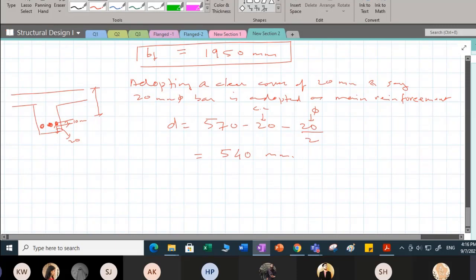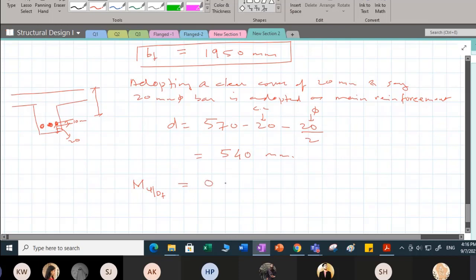If you have watched that video, how exactly we used to do. I had asked you to compute what is Mu at depth of flange. First you compute this. What is your ultimate moment of resistance when your neutral axis lies in the depth of flange? That you can do.